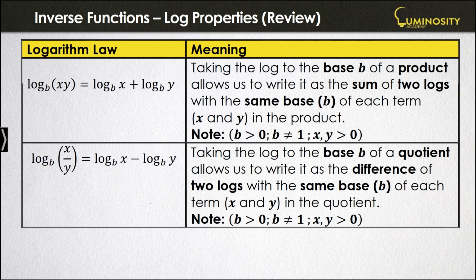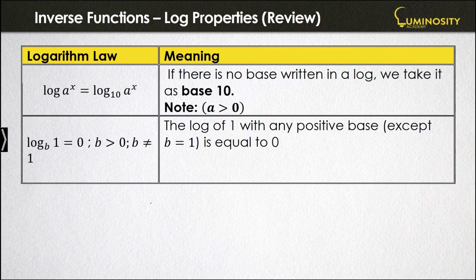Some more properties: if you have log base 2 of x times y, you can just add the individual ones. And if you have log base b of x divided by y, you can subtract them. And if you have log and there's no base put there like we were doing before, it's assumed to be base 10. And lastly, log base b of 1 equals 0. This just states that the log of 1 with any positive base is equal to 0.